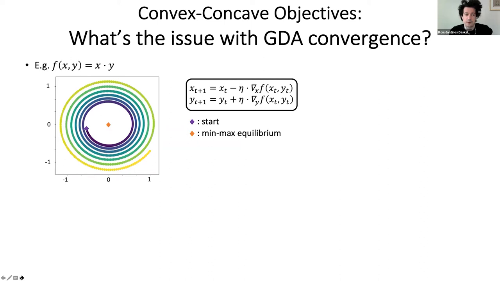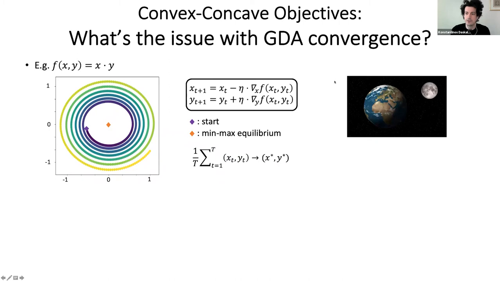And I claim that the inherent reason is that no-regret learning methods converge to equilibria in convex concave zero-sum games only in an average sense, in the sense that the average of their trajectory converges to the equilibrium of a convex concave function. But of course, that doesn't imply that the last iterate converges. This is very much like the convergence of the moon to the earth. The moon is going around the earth and it converges to the earth in the sense that its average trajectory converges to the earth. But of course the moon does not crash into the earth, which would be what we would like.